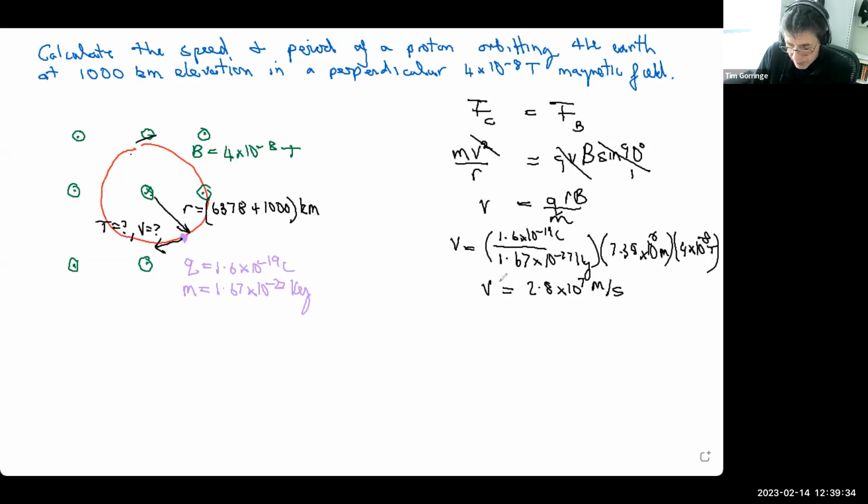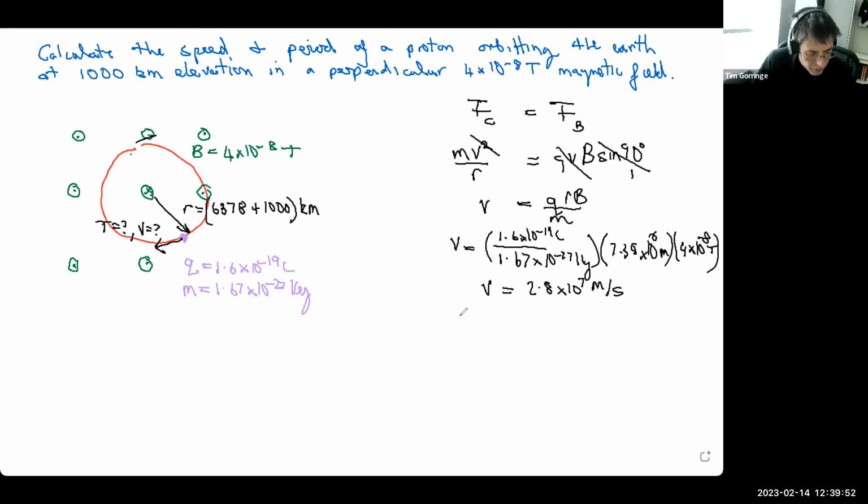So it's traveling at a very high speed in order to create a magnetic force that can provide the centripetal force. It's 2.8 times 10 to the 7 meters per second. That's actually about 10% of the speed of light.